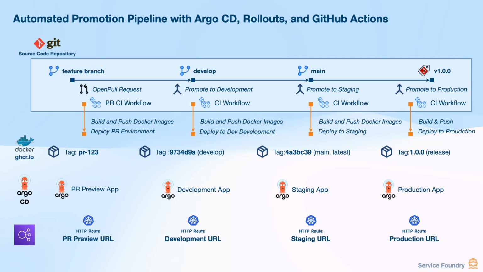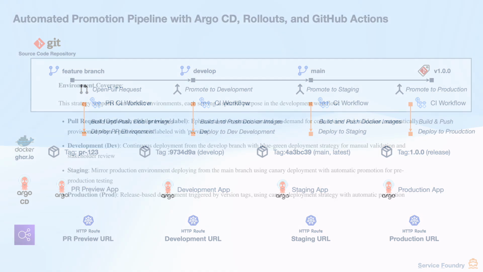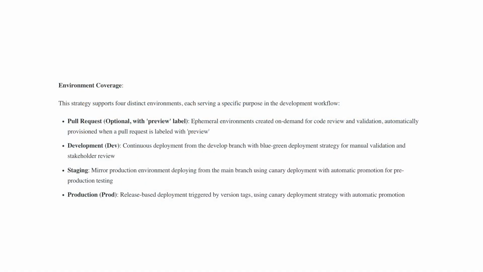Welcome. In this demo, I'll walk you through a complete environment promotion workflow from pull request to production using Argo CD, Argo Rollouts, and GitHub Actions. We'll see how code moves through 4 environments: pull request preview, development, staging, and production. Each environment uses different deployment strategies designed for its specific purpose.